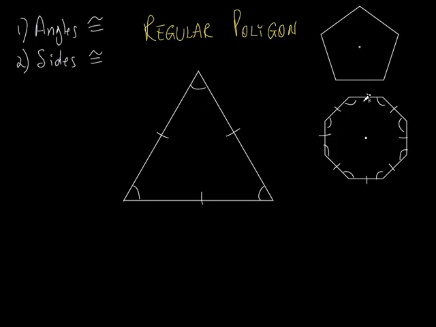So regular pentagons all look exactly the same. They don't look any different. They all look like this. A regular octagon all looks like this. What's a regular octagon you see probably every single day? Stop sign. So a stop sign is a regular octagon. All the angles are equal and all the sides are equal.